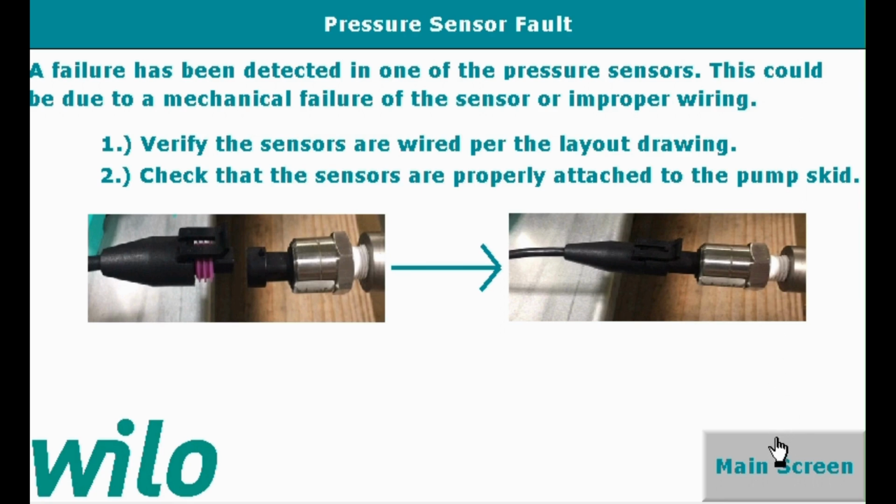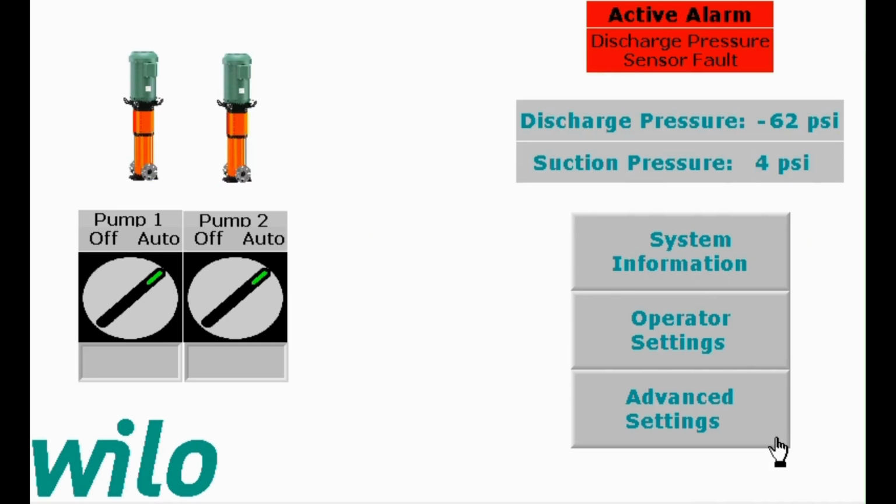Returning to the main screen, you can now see a couple changes on the display. First, for this alarm, the pumps are locked out and prevented from running. So they are now indicated with a red status icon.